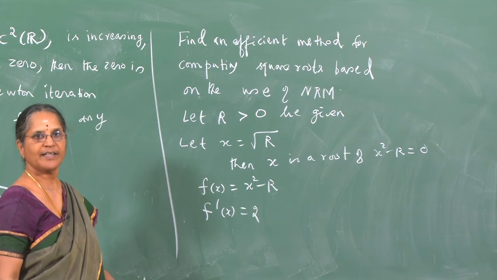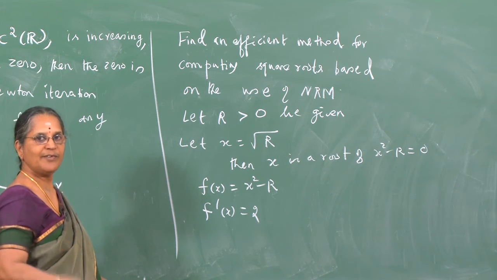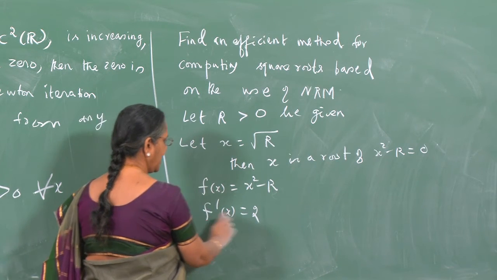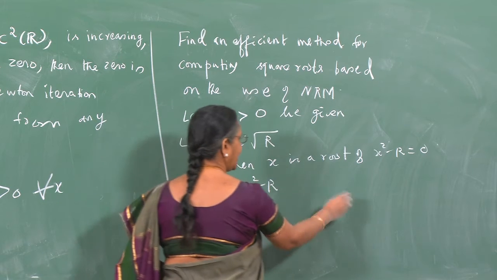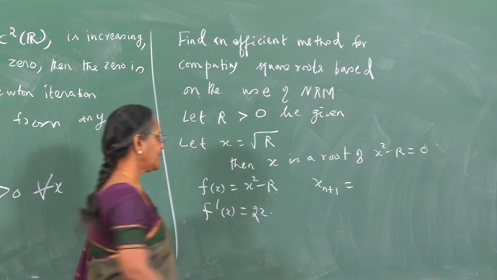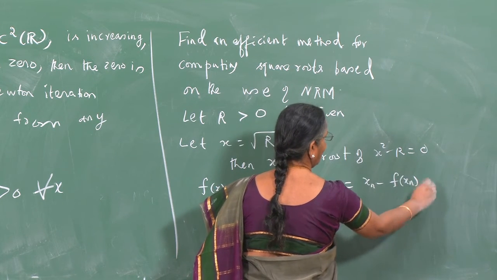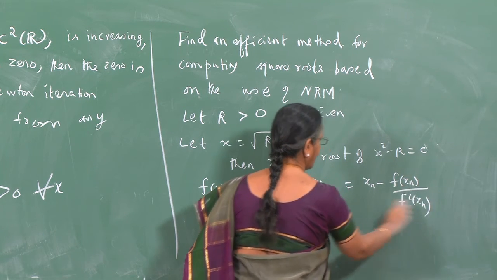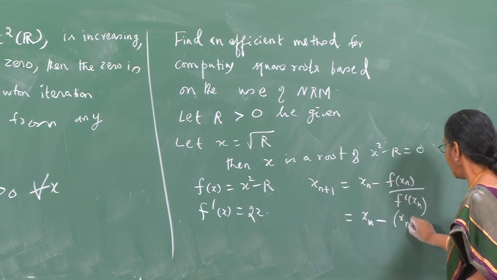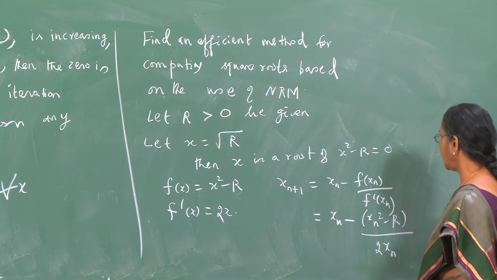and I am asked to develop a method using the Newton-Raphson method, with the help of which I can generate successive iterates which will converge to the square root of r. So, I determine f dashed of x and write down the Newton-Raphson method. What is it? x n plus 1 equal to x n minus f of x n by f dashed of x n. So, it is x n minus (x n square minus r), and f dashed of x n is 2 x n.